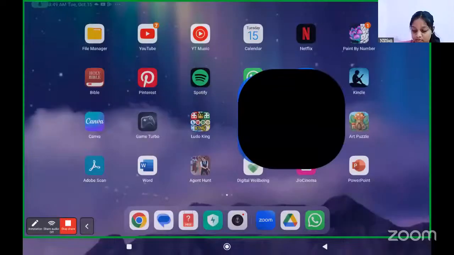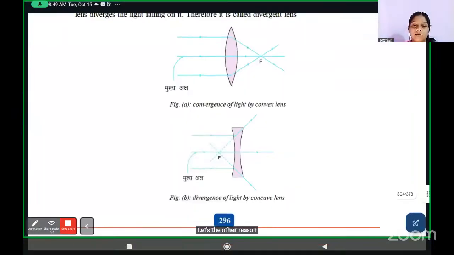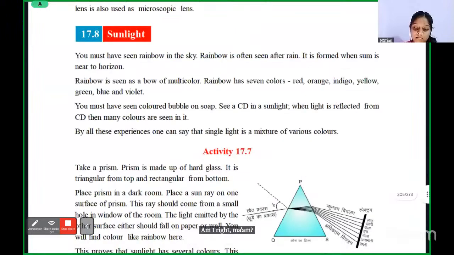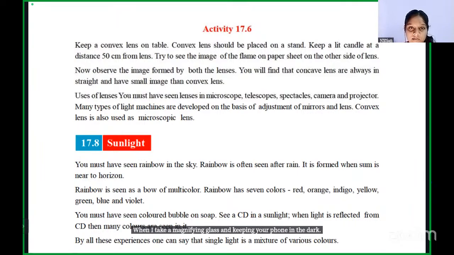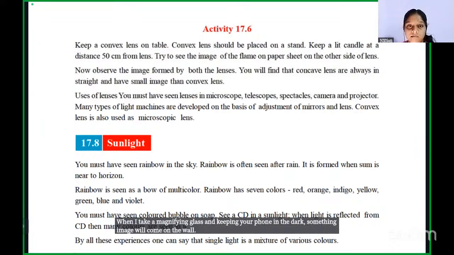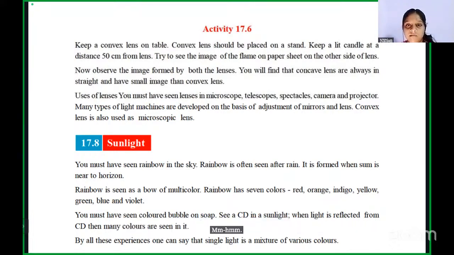Convex lenses are the reason for projection, right, ma'am? Projection, I think so, yes, convex are used. It's because when I take a magnifying glass and keep it near the phone in the dark, an image will come on the wall. Yes, that is right.